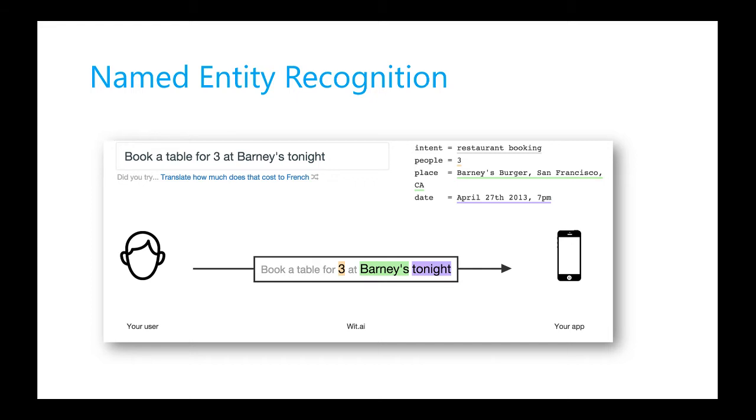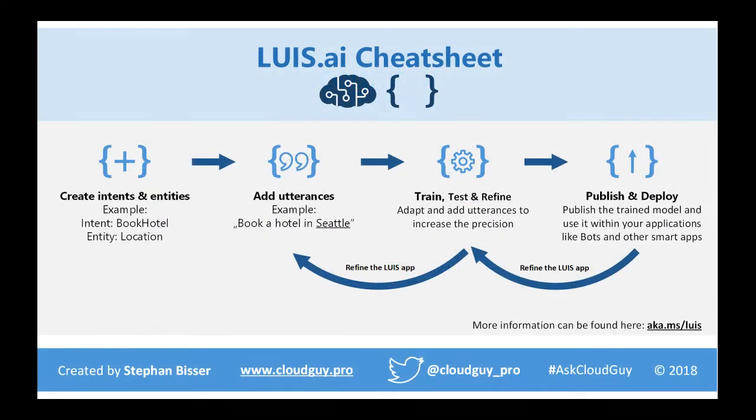Another question, how to do that? For this purpose, LUIS AI can be used. LUIS AI is the language understanding service from Microsoft, allowing you to create linguistic models for your chatbots, or maybe for other software as well.